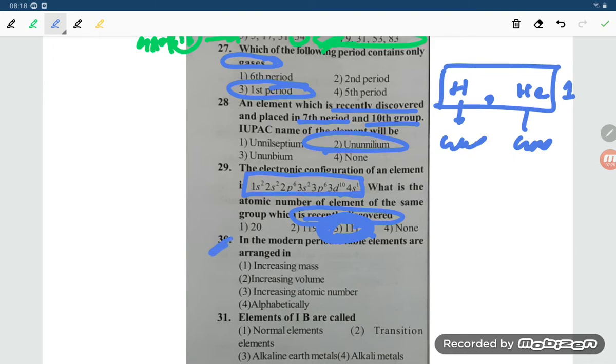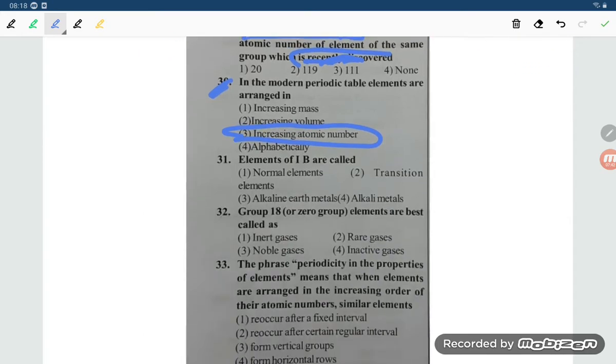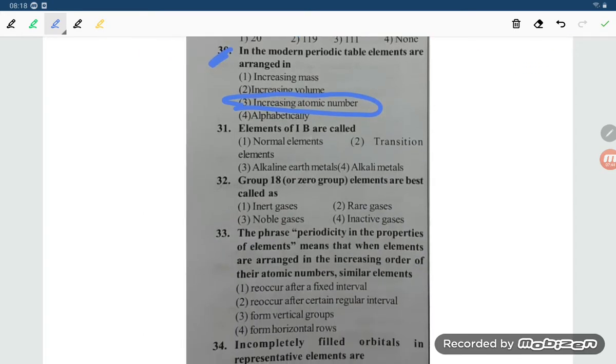Now let us move to question number 30. In the modern periodic table, elements are arranged in increasing order of atomic number. Option number 3 is correct. Now let us move to the next question. Elements of first B are called transition elements.